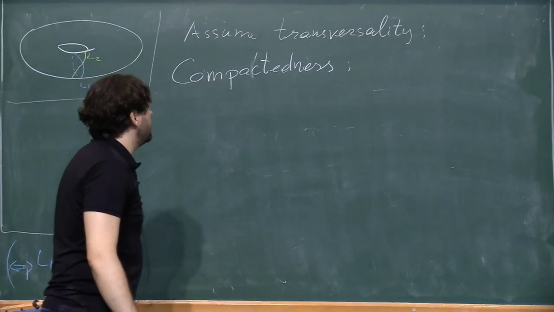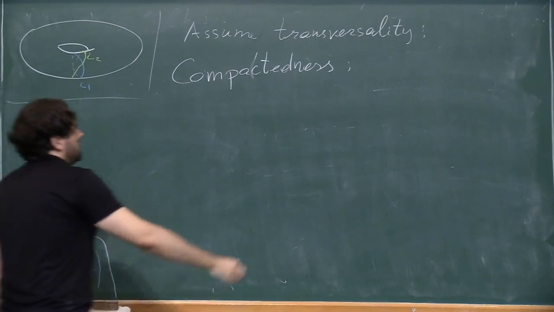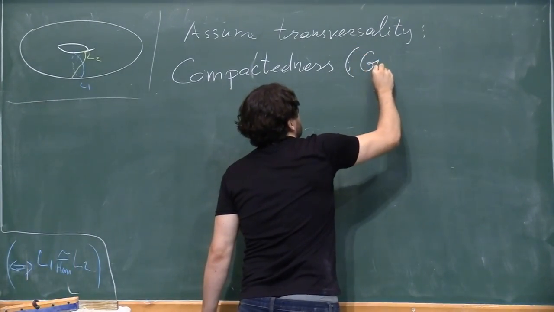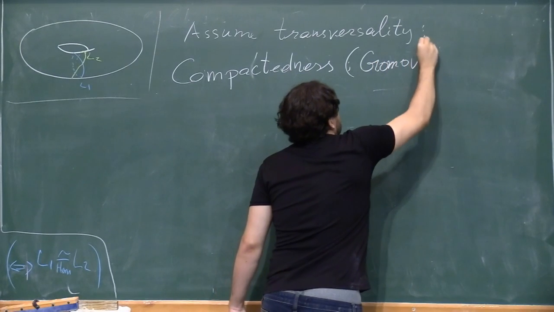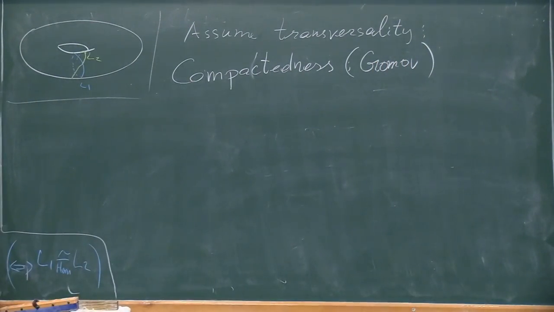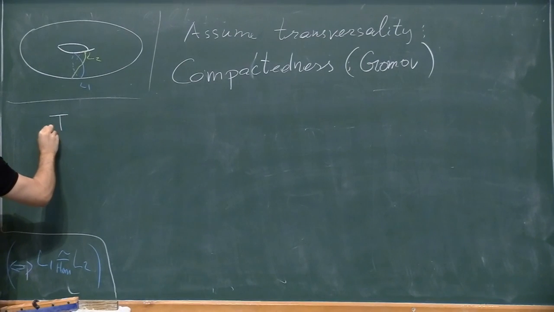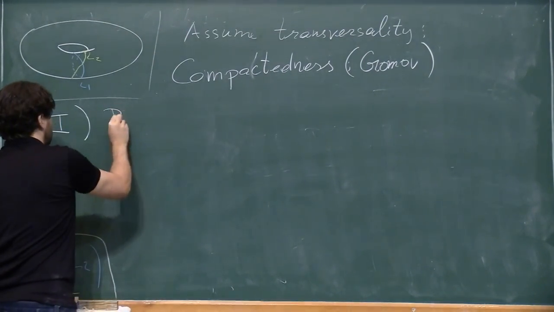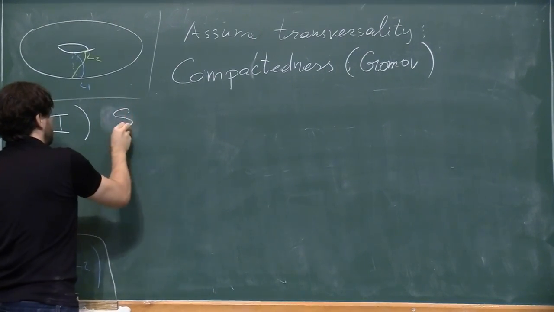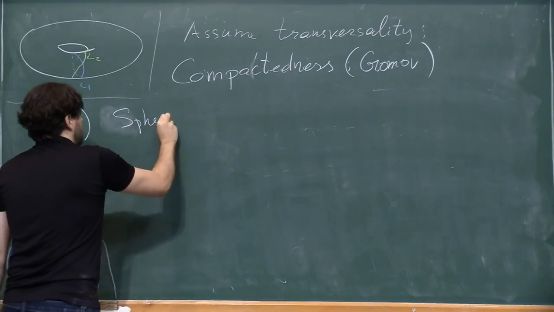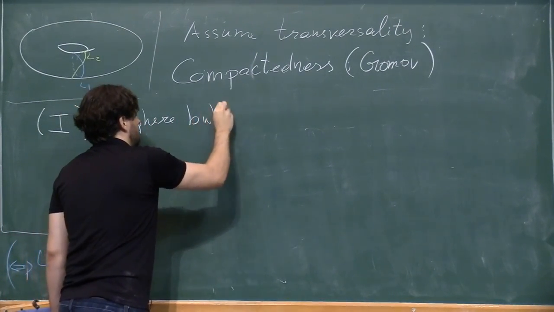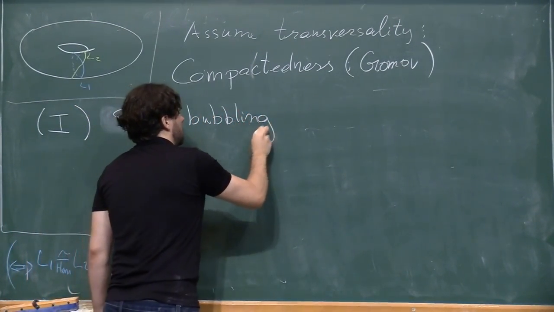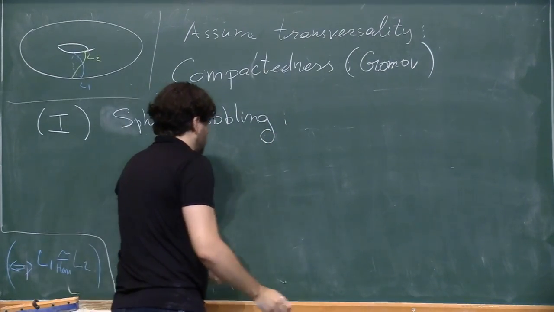So there are three types, and this is due to the work of Gromov. There are three types of compactness that appear. And the first one is bubbling, so interior bubbling, or sphere bubbling. Let me write that down. So sphere bubbling, what is this?